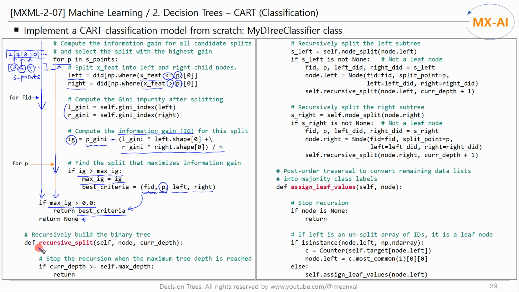Next, we define a function that generates a binary tree by recursively calling the previous function. We pass the parent node returned by node split to this function and recursively split its child nodes. We stop the recursion when the maximum tree depth is reached. We recursively split the left child node until the maximum depth of the tree is reached.